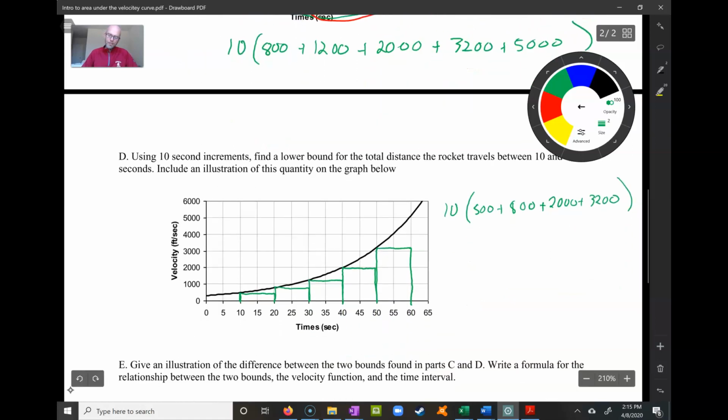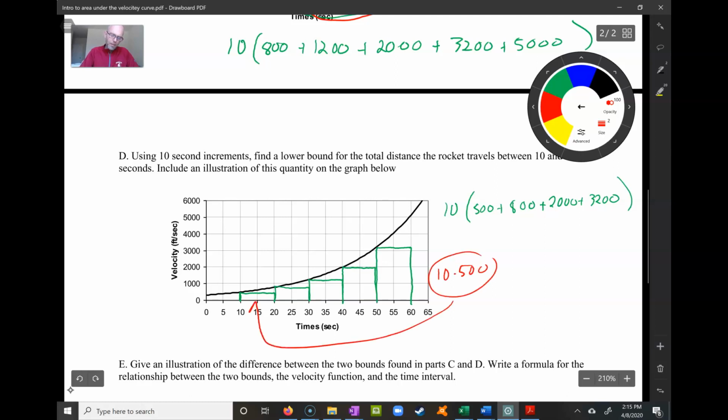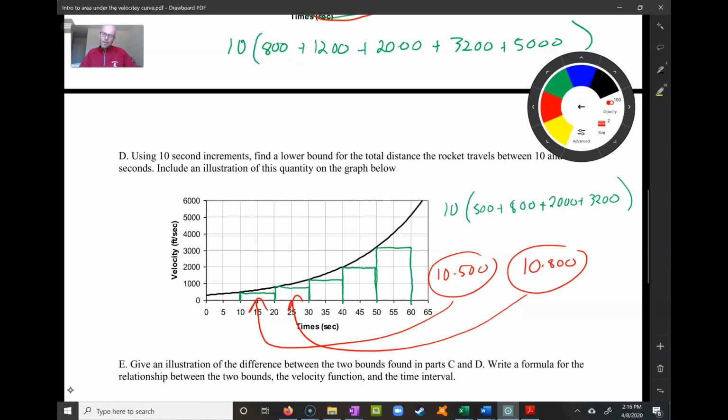And again, the 10 times 500 would be the distance traveled in that interval. The 10 times 800, why did I cross my 1? 10 times 800 would be distance traveled in that interval. And then the 2000 there. Oh wait, am I missing one? 1, 2, 3, 4, 5, 1, 2. Oh, I missed one, didn't I?